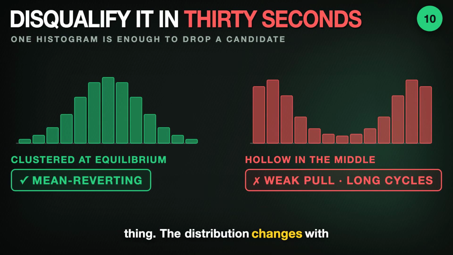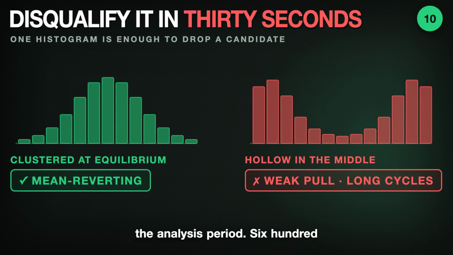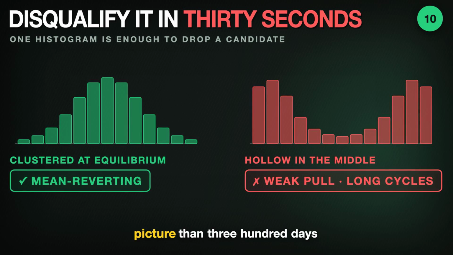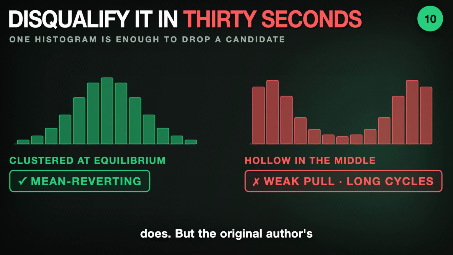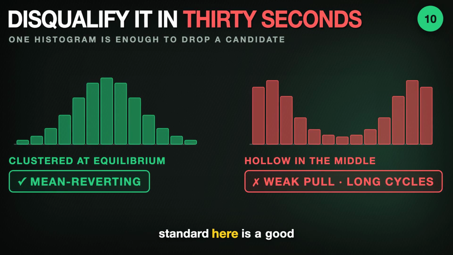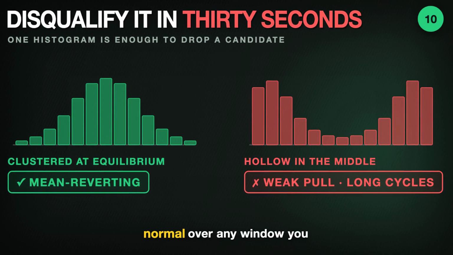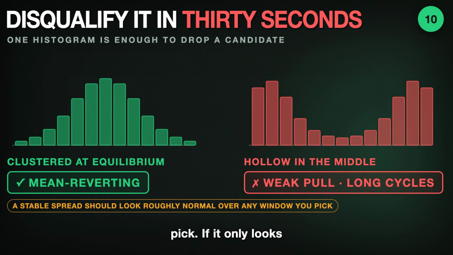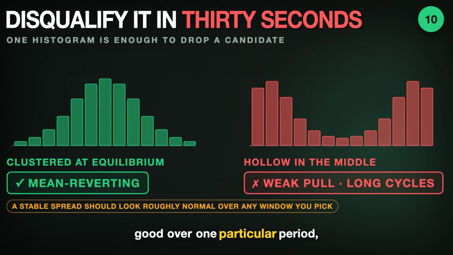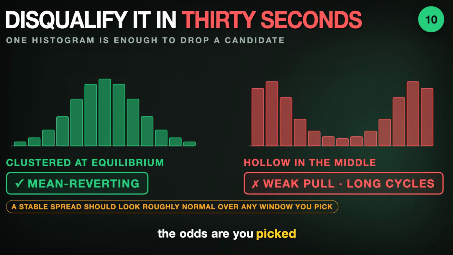One more thing. The distribution changes with the analysis period. 600 days gives you a different picture than 300 days does. But the original author's standard here is a good one. If a spread is stable, it should look roughly normal over any window you pick. If it only looks good over one particular period, the odds are you picked the pair wrong.